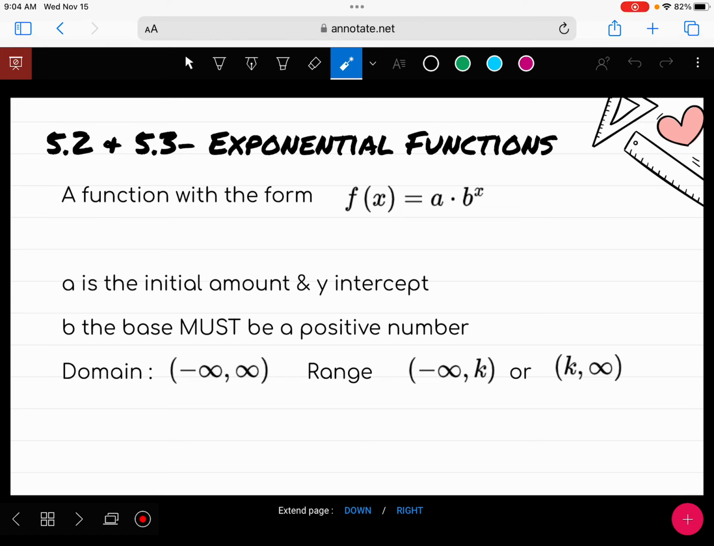It can be a fraction, it can be a decimal, it can be a whole number, it can be big, it can be small, but it cannot be negative. Cannot.